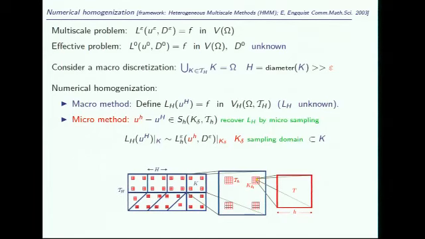We consider a macroscopic discretization of our domain, okay? It's made of elements K. These elements K are depicted here, quadrilateral and triangle, okay, with diameter much larger than the small scale of interest, okay?